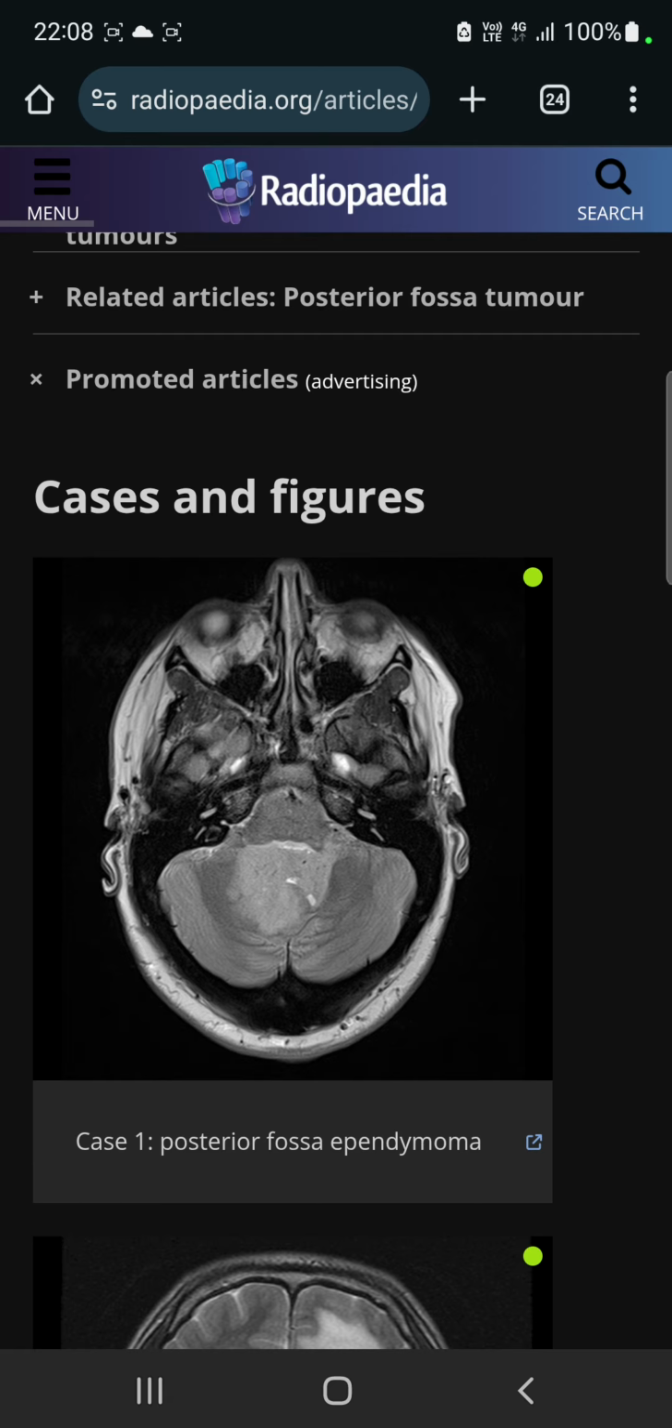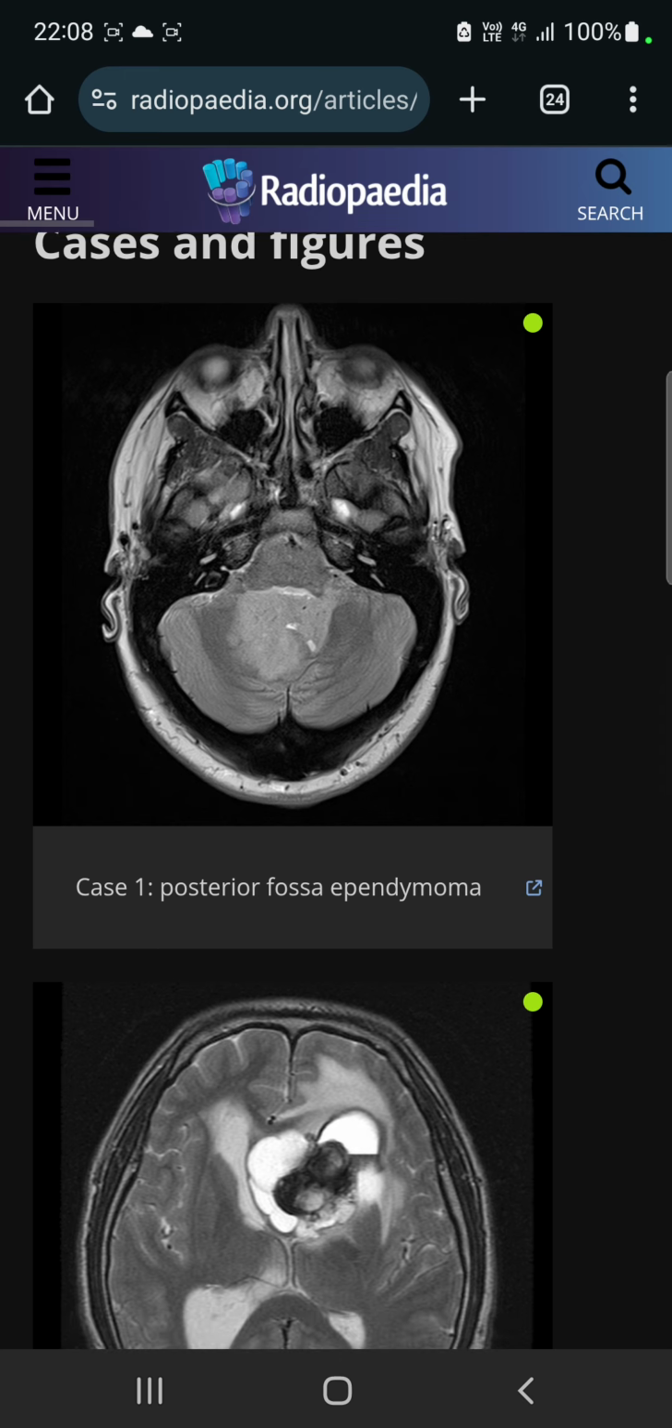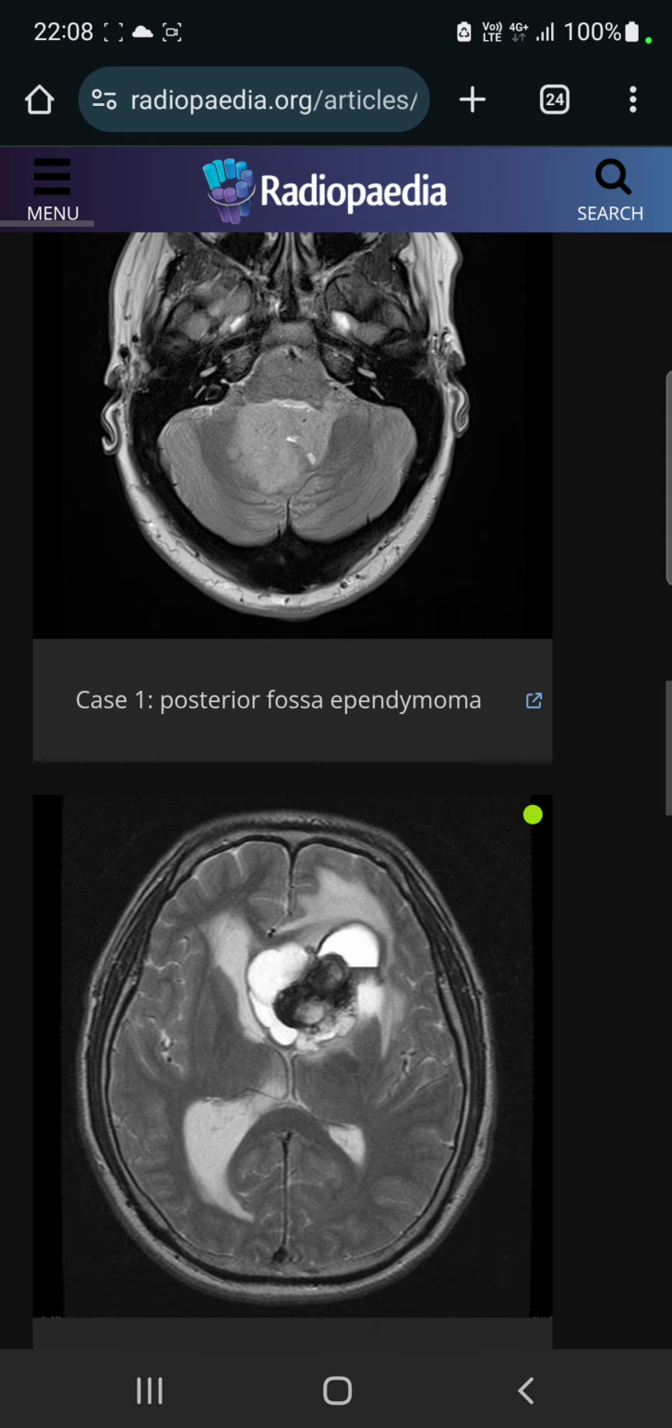line the ventricles of the brain and the spinal cord, the spinal canal, and there are also ependyma cells there. This is the reason why those tumors arise in those areas near the ventricles, in the ventricles, and in the spinal canal.